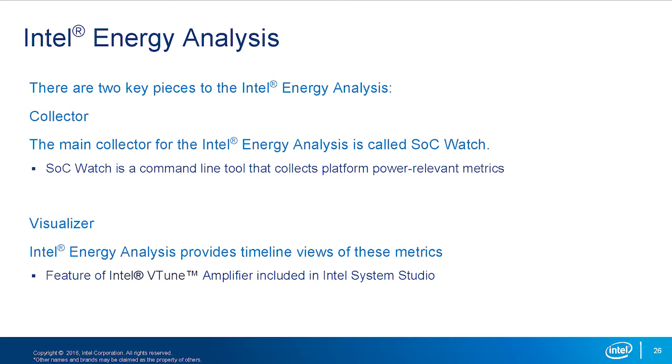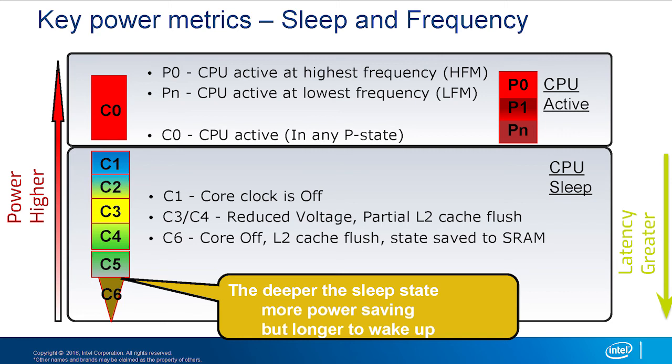And then once you have that data, you can either look at it in the CSV format that the collector presents, or you can import it into the visualizer, which is actually a component of VTune, and that will give you a graphical representation of the data that you're looking at. So first of all, a brief description of what the different P states and C states are and why they're important.